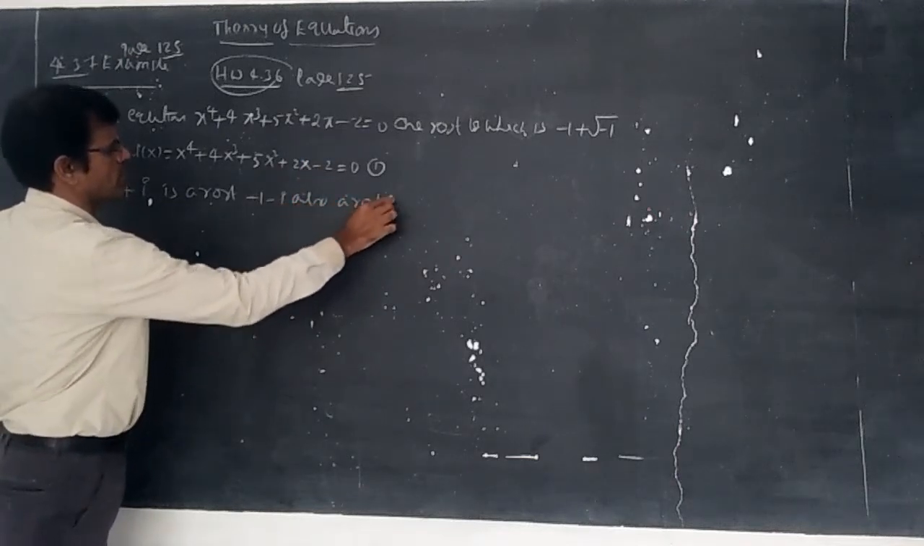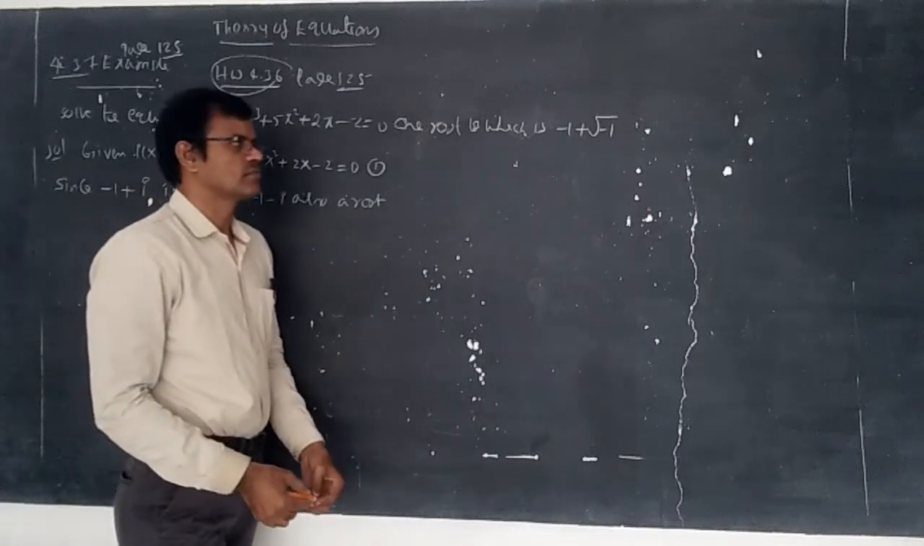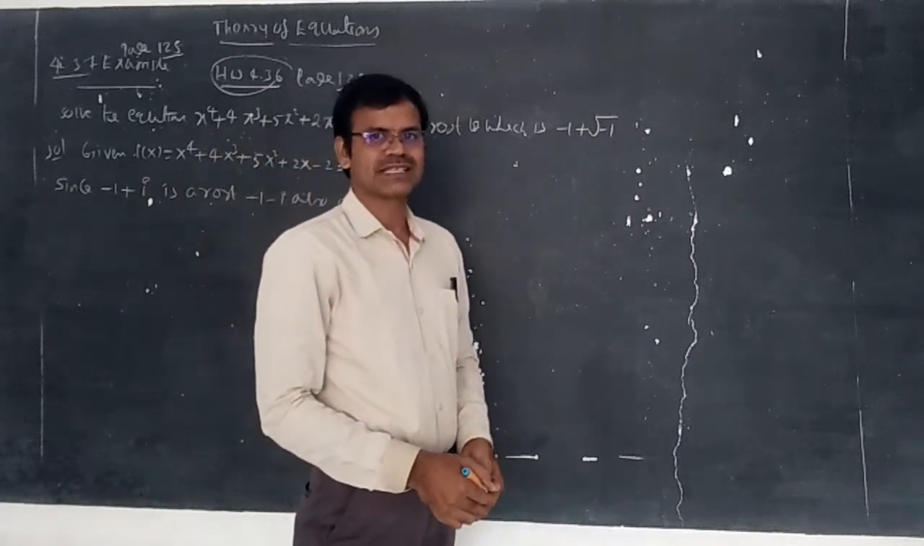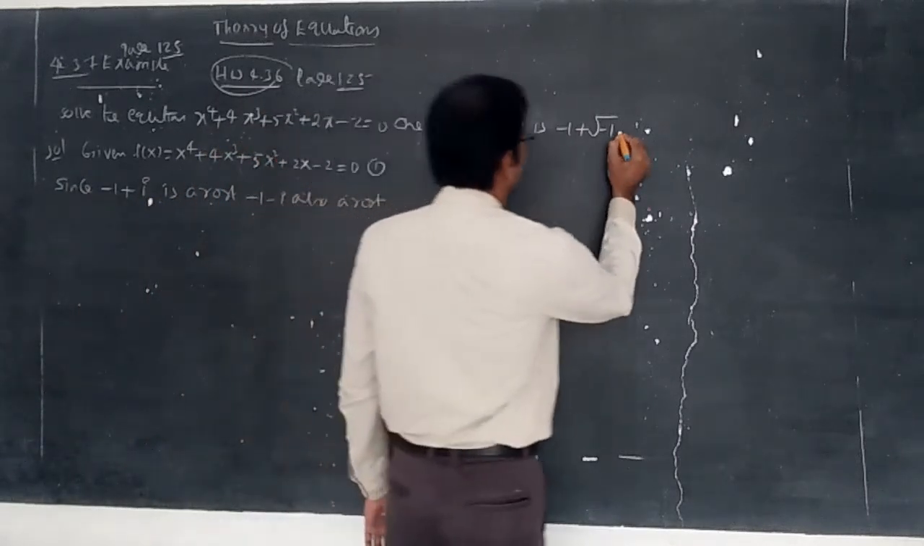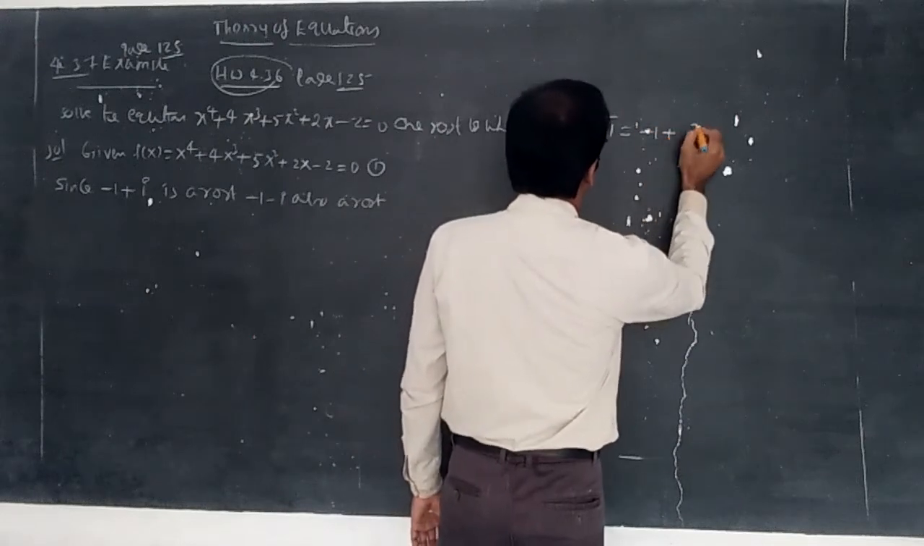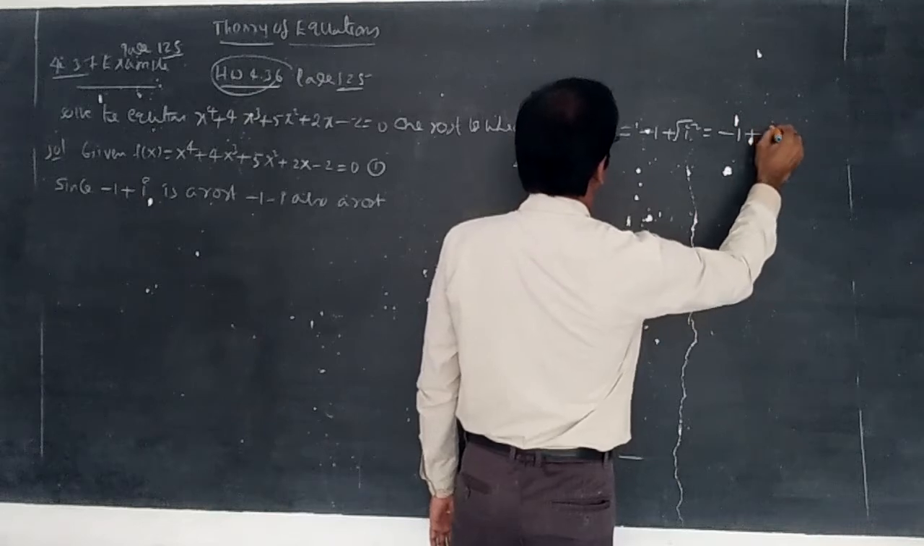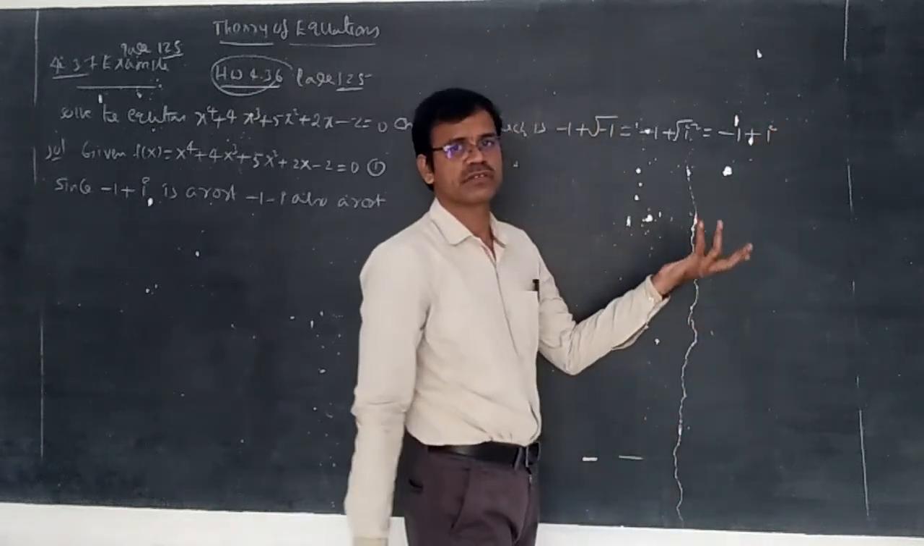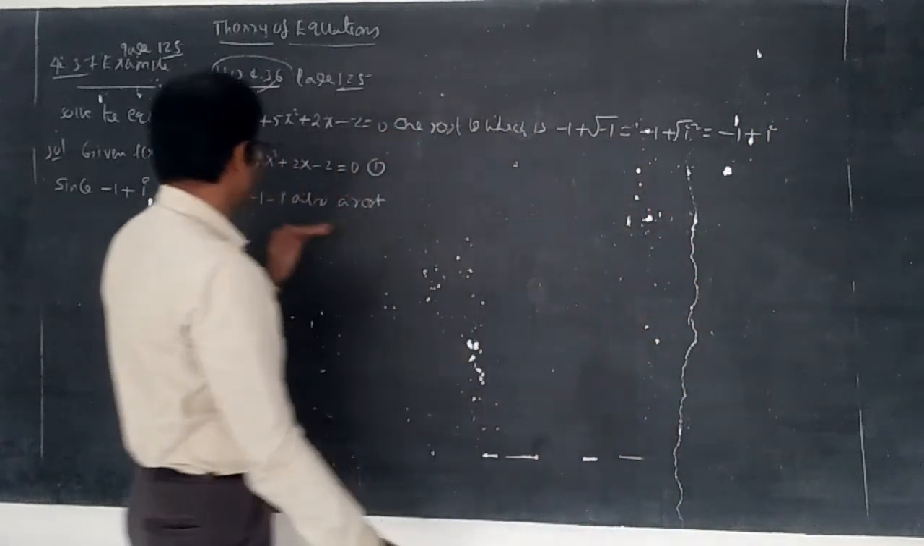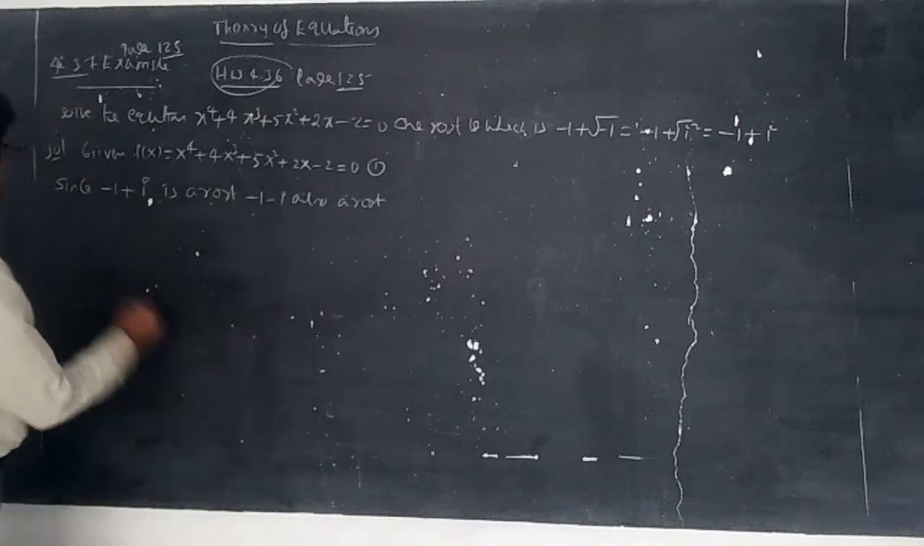This is the formula, because the roots always occur in conjugate pairs. You can understand here minus 1 plus I square root, that is equal to minus 1 plus I. Otherwise, of course, minus 1 plus or minus I you can write. Minus 1 minus I is also a root.